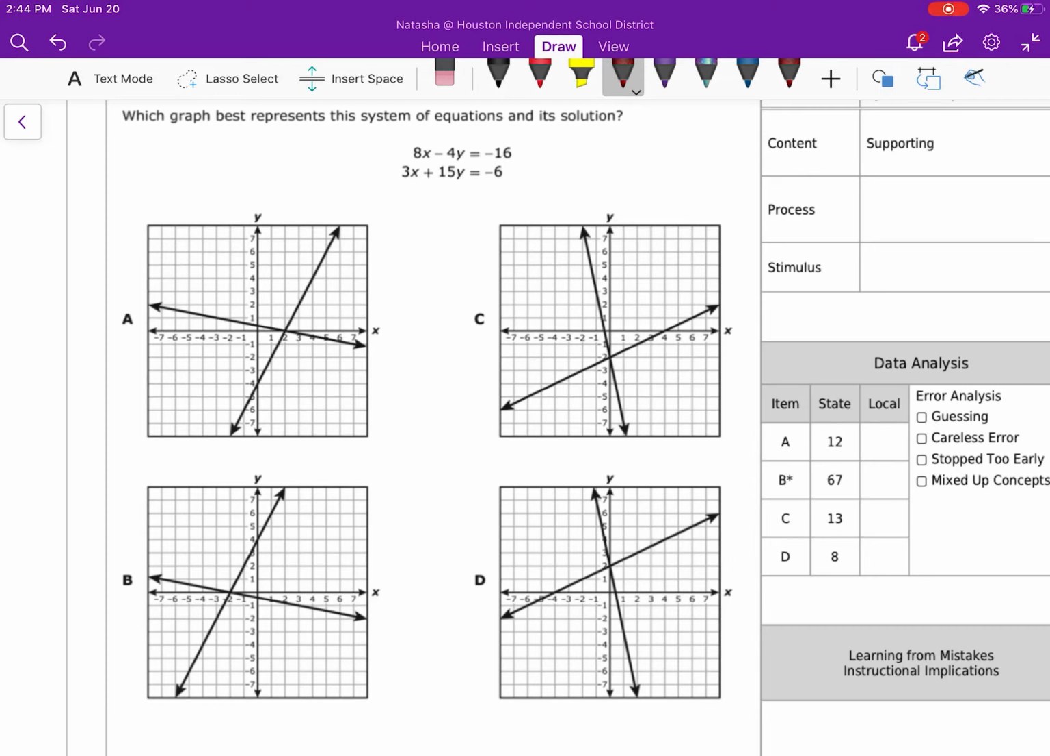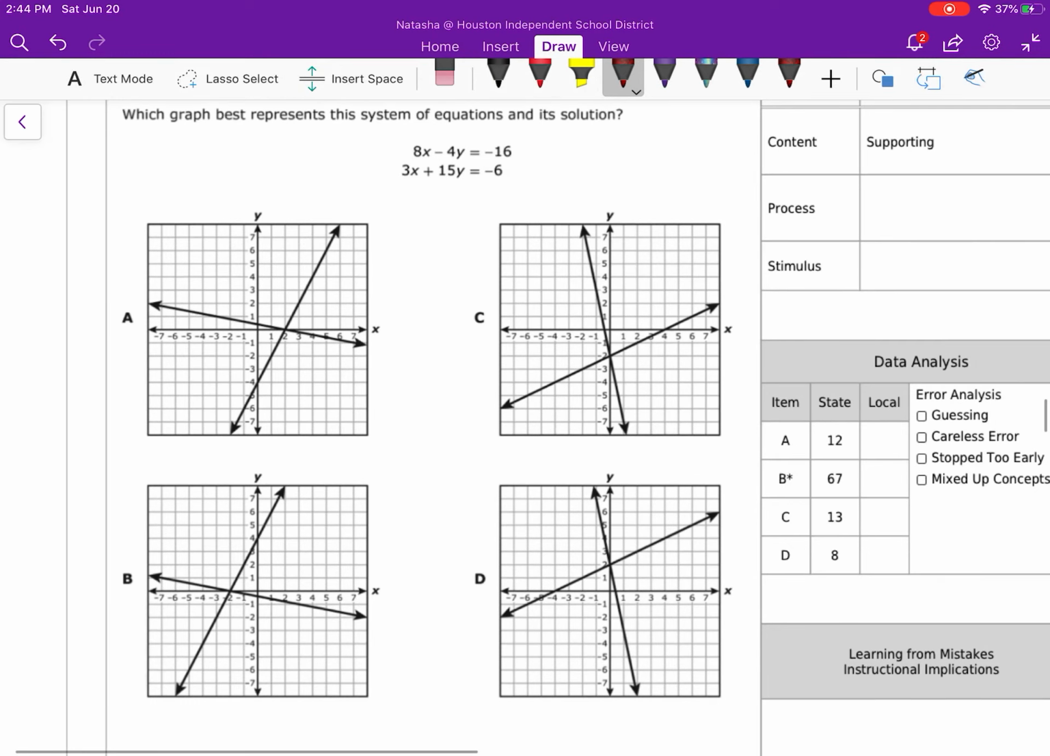And these are pretty obviously very different equations and graphs, so that might be pretty quick. If I take the top one, this would give me negative 4y is equal to negative 8x minus 16, divided by negative 4. This becomes y is equal to 2x, and then plus 16 divided by 4, which gives me 4, so plus 4.